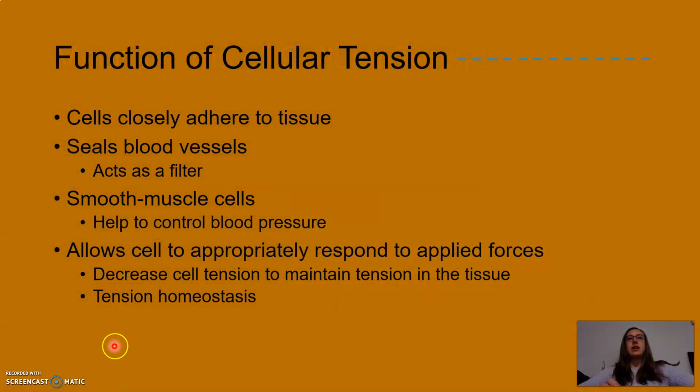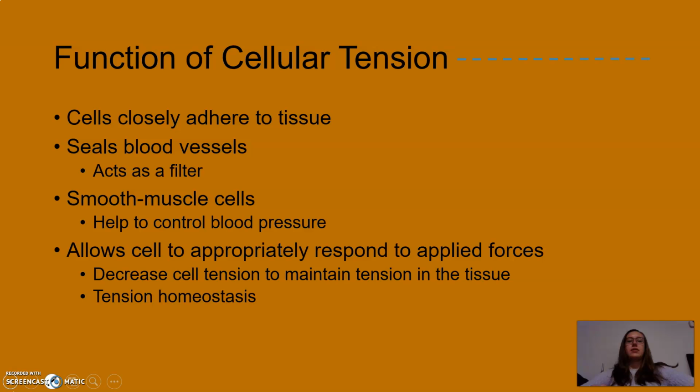What is the function of cellular tension? Why is it important for cells? When cells closely adhere together and to other tissues, it acts as a seal in blood vessels or a filter, which prevents large particles from passing through. This occurs as a function of the tight bonding between cells and between cells and tissues. We also see another example of cellular tension in smooth muscle cells, which connect to connective tissue and help to control blood pressure in this way.